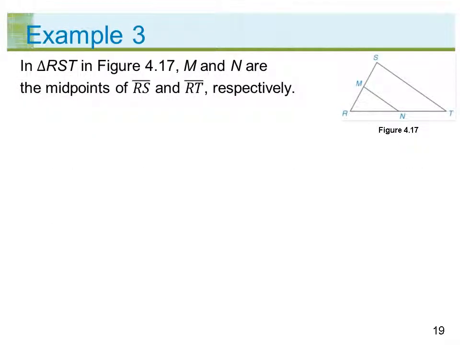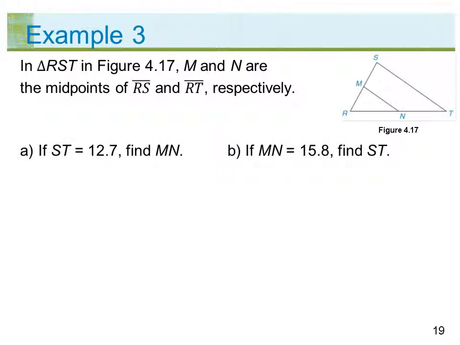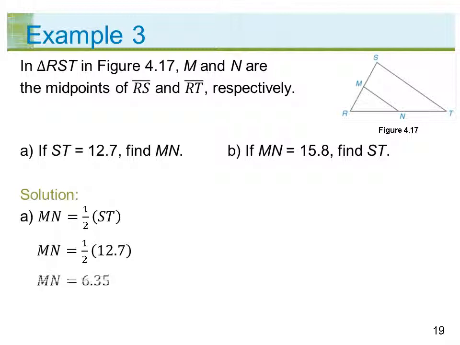In triangle RST in figure 4.17, points M and N are the midpoints of segment RS and RT respectively. A. If length ST equals 12.7, find length MN. B. If length MN equals 15.8, find length ST. Solution. Part A. Length MN equals 1/2 length ST. Length MN equals 1/2 times 12.7. Length MN equals 6.35.